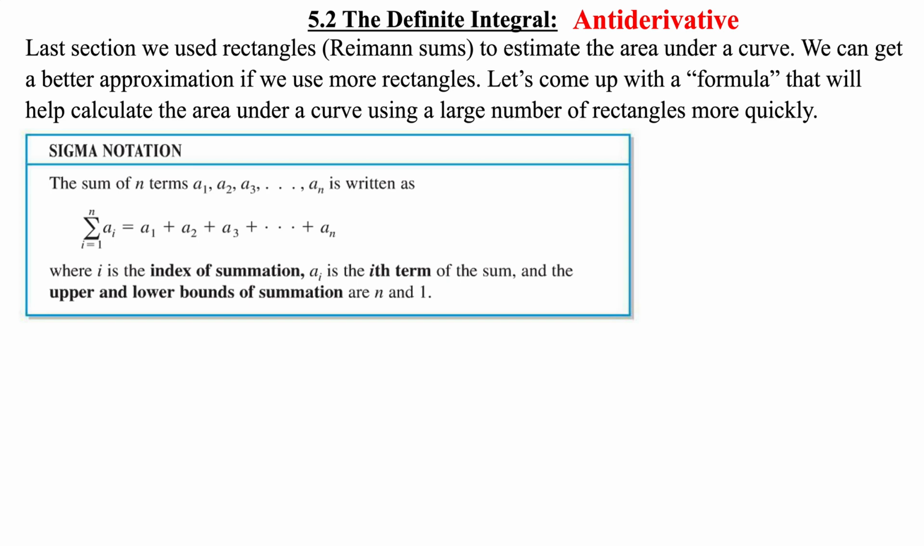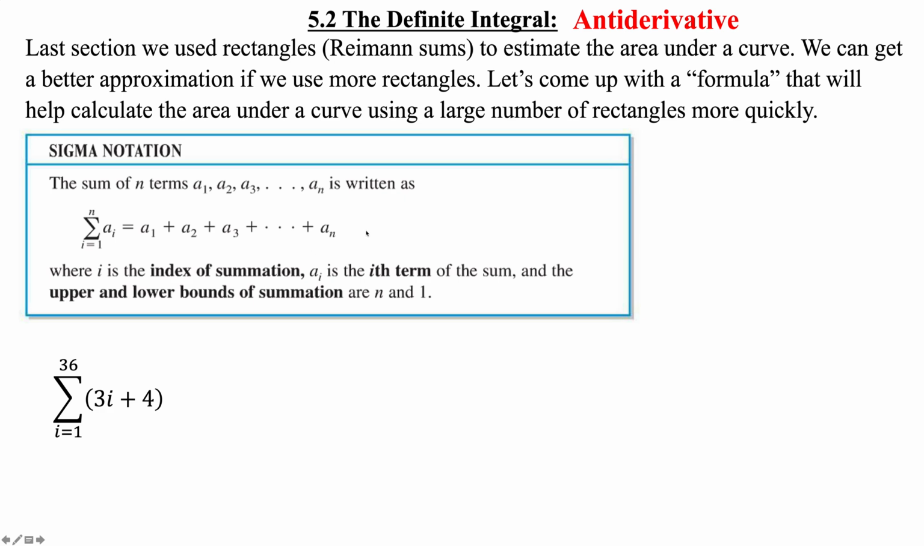And the upper and lower bounds of summation are n and 1. So the upper bound is n, that's the last term. The lower bound will be the 1. That's the very first number we start with. So lower bound on the bottom, upper bound on the top.